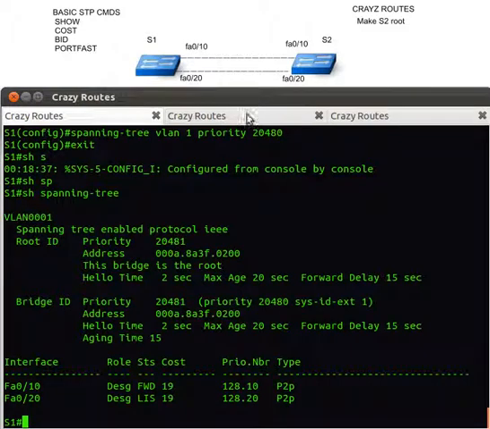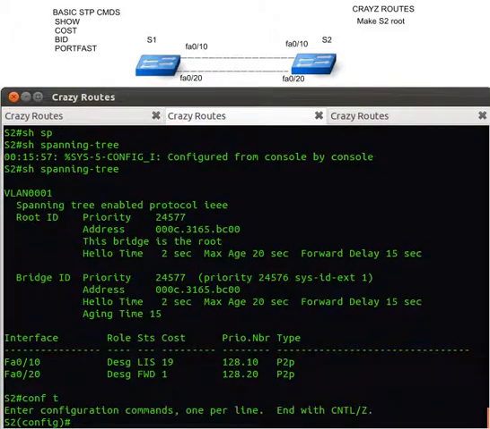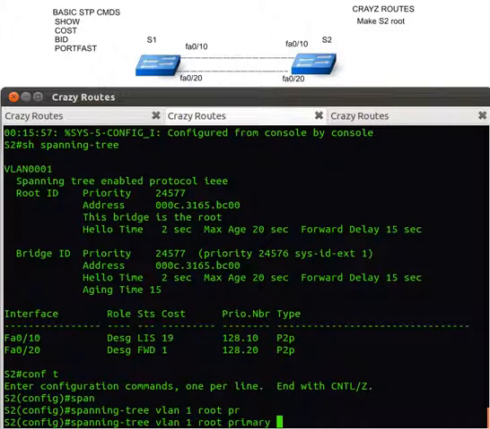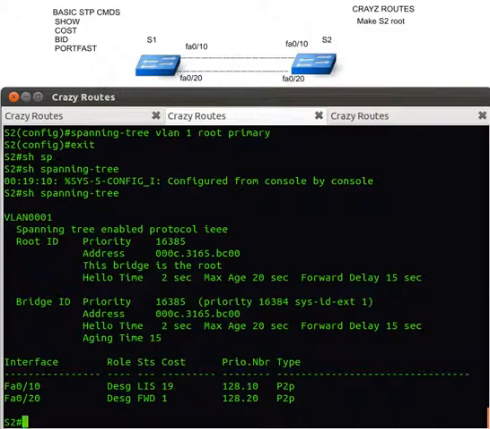Now let's go back to switch 2 and let's make switch 2 the primary again by using the root primary command. Spanning tree VLAN 1 root primary. Let's exit out of this, show spanning tree, and as you can see, by default it did go down and make sure that this root was the primary. This bridge is the root.